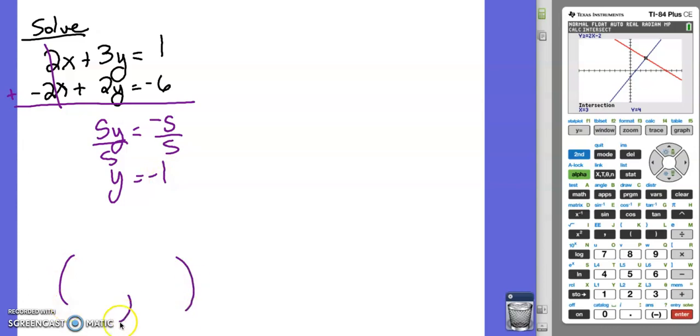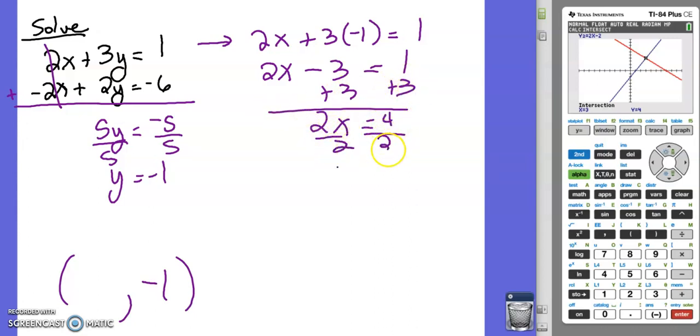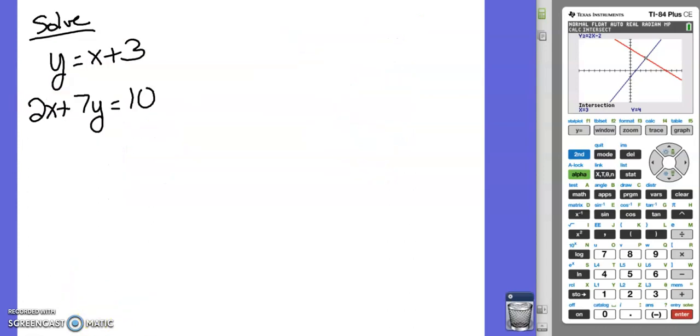Remember, I'm trying to find a point, and I just found the y part of the point. And then I just substitute that back into either one of those equations. It does not make a difference. I'm just going to take this one, and I'm going to substitute the y back in. So this is 2x minus 3. I'm going to add 3 to both sides. So x equals 2. And again, you can graph it, you can substitute them back in to double check your answer. I highly recommend that.